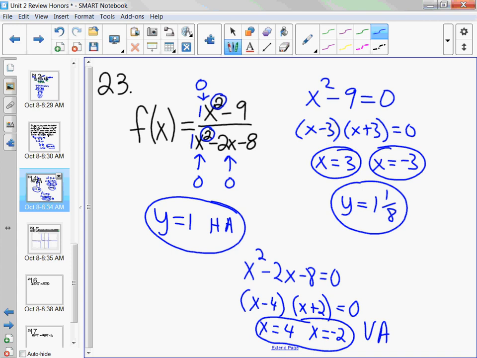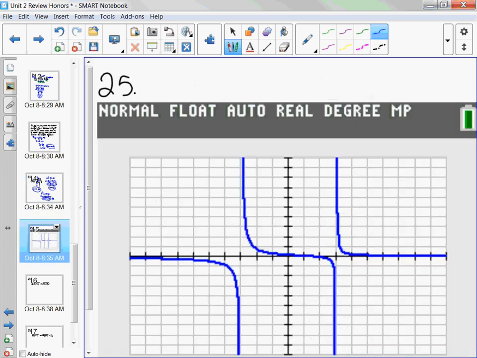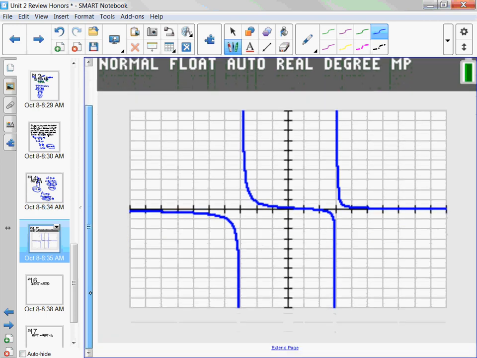And I think I'm done with that problem. Find the asymptotes and the intercepts. Okay, number 25. Number 25, I made a graph of it too. I'm just looking on here. It says, given the graph of the rational expression, state the domain of each graph.